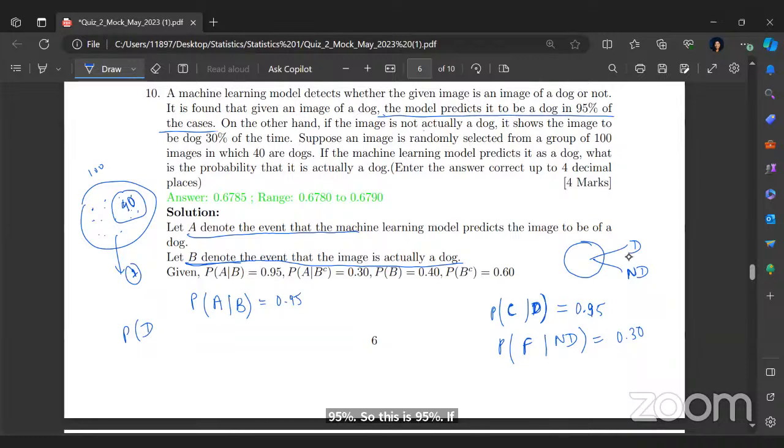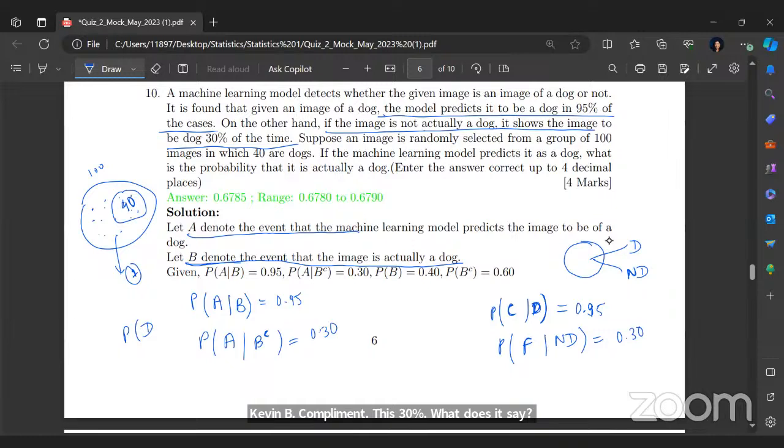If the image is not actually a dog, it shows the image to be a dog 30% of the time. So the probability of A given B complement is 30%. B says the image is actually a dog, so B complement says the image is not a dog, right? When the image was not a dog, the probability that the model shows it to be a dog is 30%, which is 0.30.